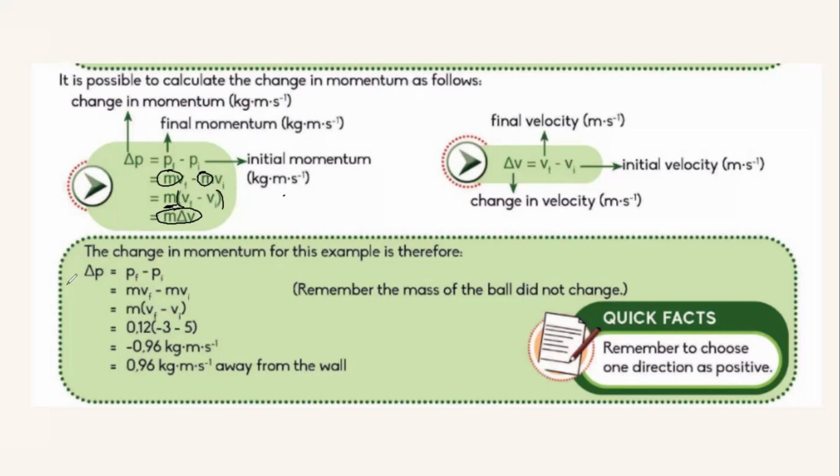If we use the example from before with the tennis ball, we can substitute the mass of 0.12, and the -3, which was the final velocity. The reason it's negative here is because we said minus, and then it's +5, which is literally just -5. Then we get a negative momentum in total. So the change in momentum is 0.96 kilograms metres per second away from the wall. Why? Because our final answer was negative, which tells me it was in the direction away from the wall.